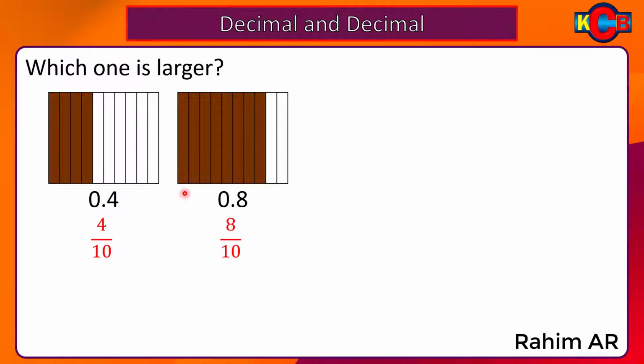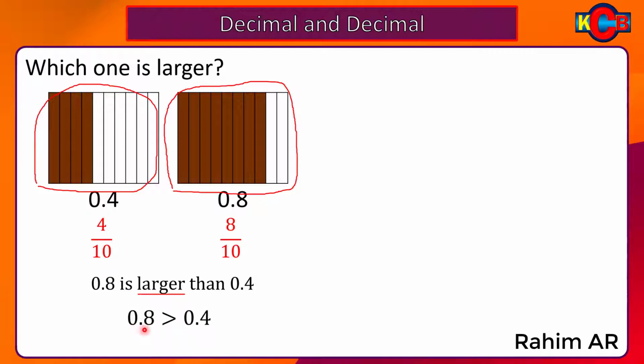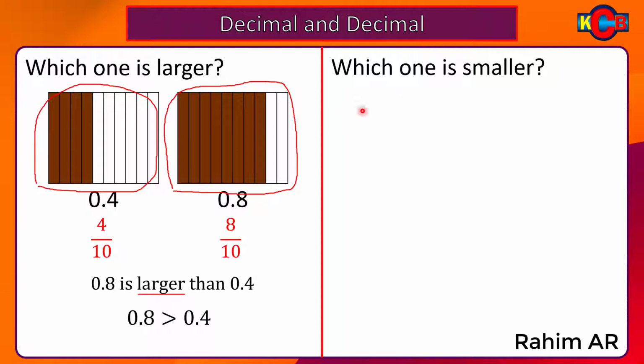Now, visually, we can see that 0.8 is larger than 0.4. Therefore, 0.8 is larger than 0.4. Next, which one is smaller between 0.2 and 0.7?